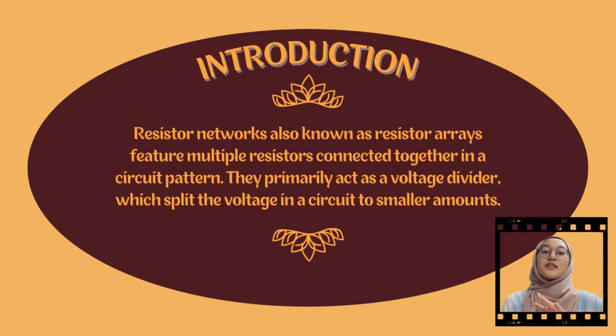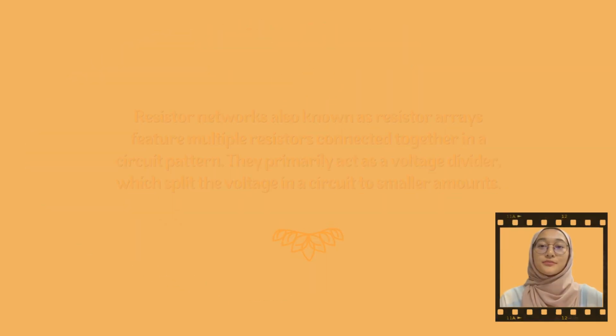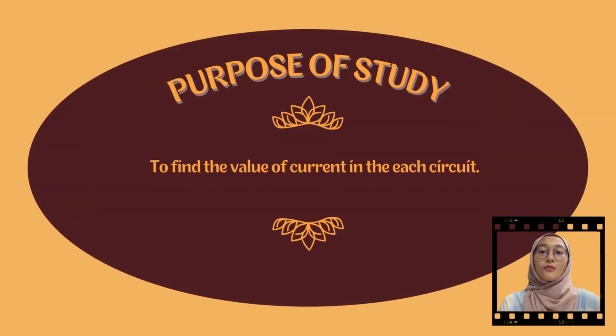What is a resistor network? A resistor network, also known as a resistor array, features multiple resistors connected together in a circuit pattern. They primarily act as a voltage divider, which splits the voltage in a circuit into smaller amounts. Next, the purpose of the study is to find the value of current in the circuit.